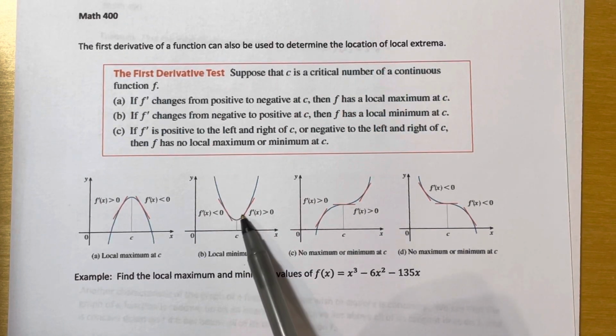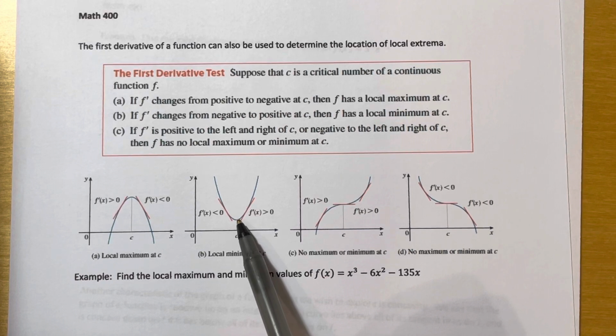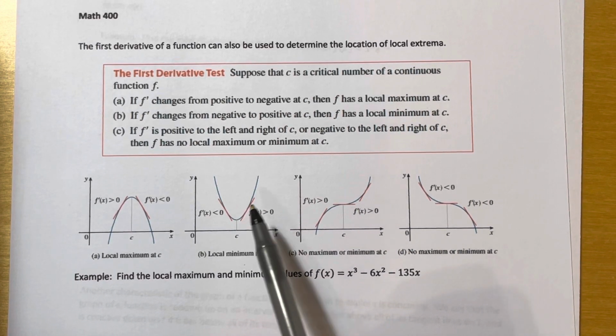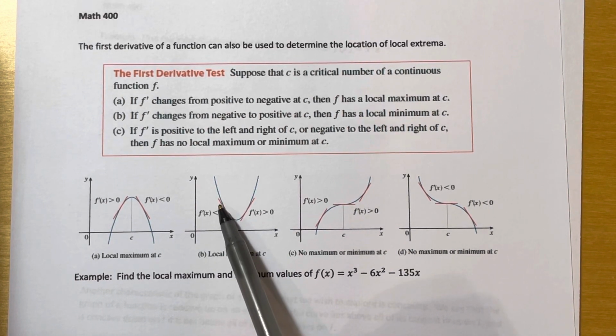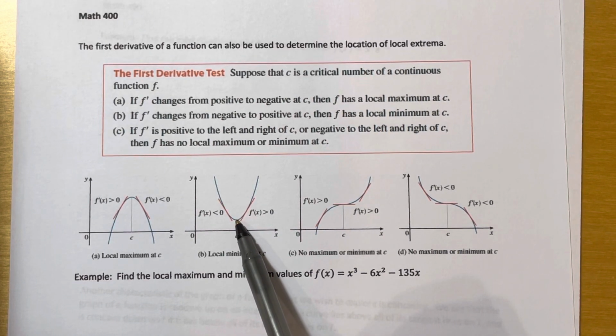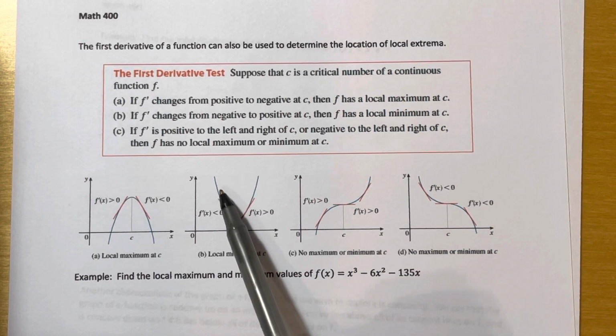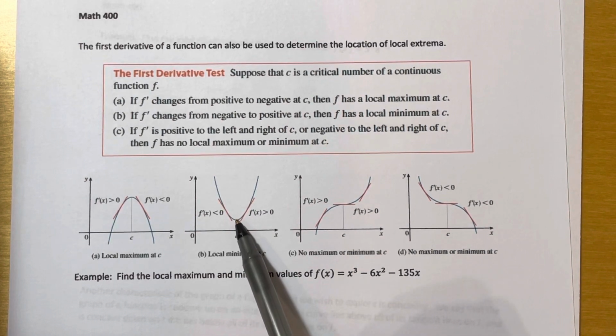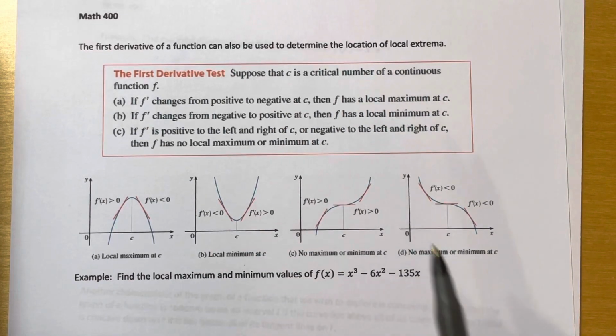Here, I have a parabola where the vertex is a local minimum. It's the lowest point. And I can see as I move from left to right that we are decreasing, we hit that critical number, and then we increase away from it. That's going to decrease to a minimum and then increase away. So that confirms part B of this.